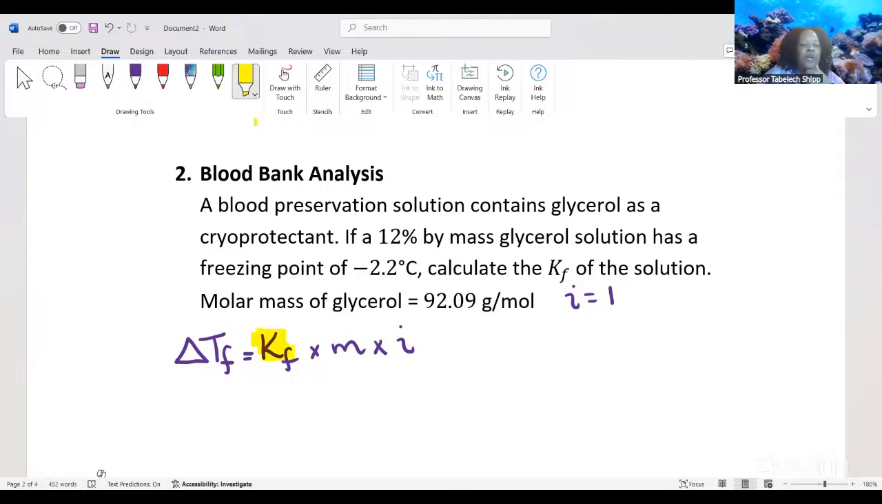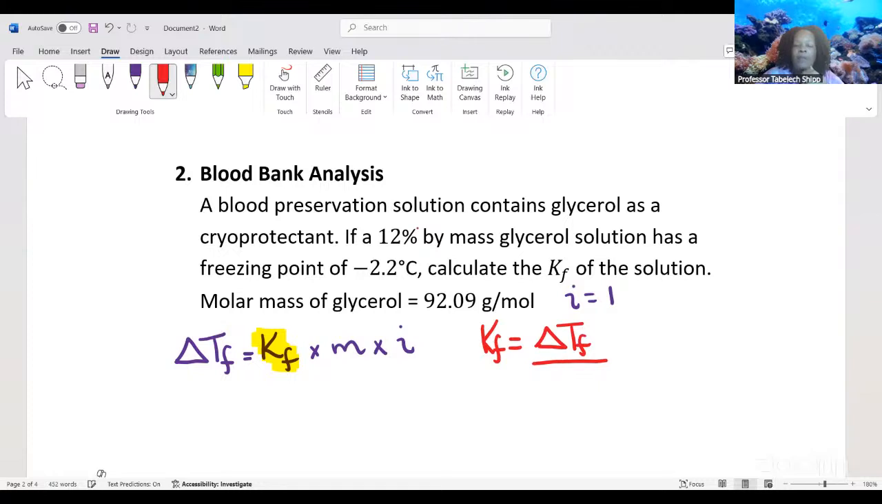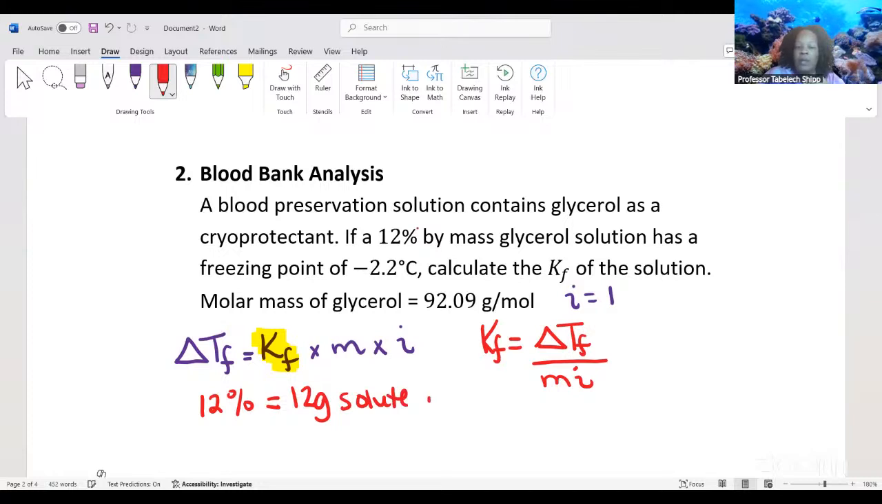So I'm going to write this formula off to the side so you'll know that the Kf is equal to the freezing point change divided by m times i. The Kf is left by itself. But now something else you need to do. They told you 12%, right? Well, remember, that's the same thing as saying 12 grams of the solute in 100 grams of the solvent, which in this case we know is water.